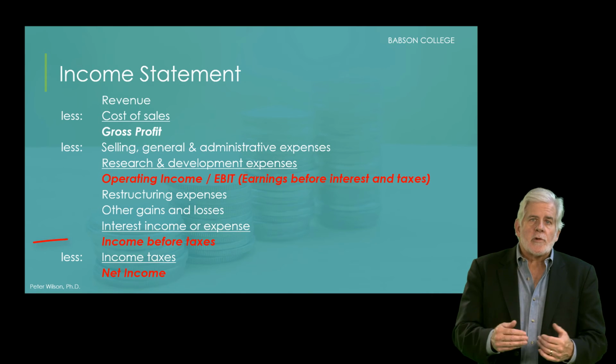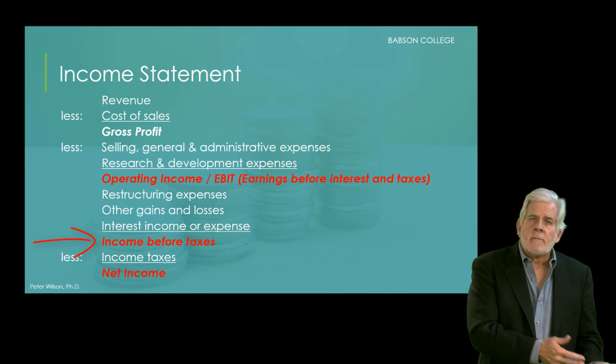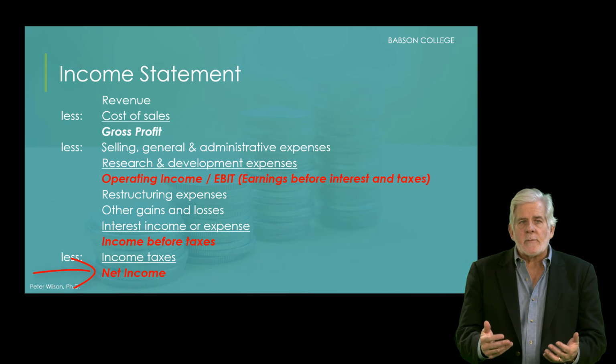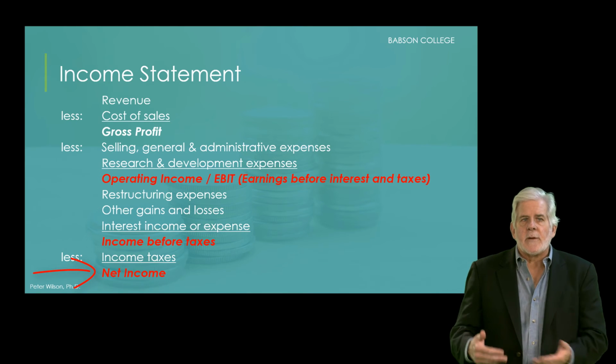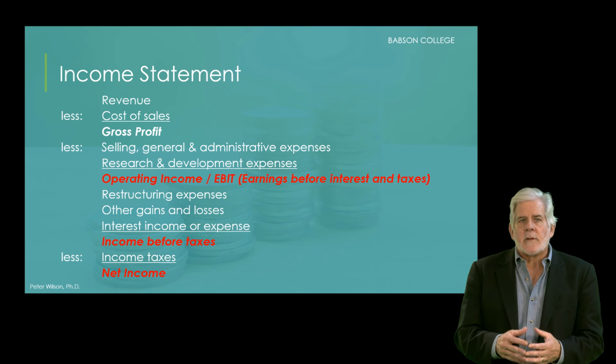After this, you usually get a subtotal for income before taxes, then income tax expense, and then your bottom line net income. Of course, different firms will have different revenues and expenses and different gains or losses, so you would expect to see a variety of different line items than what you see here.